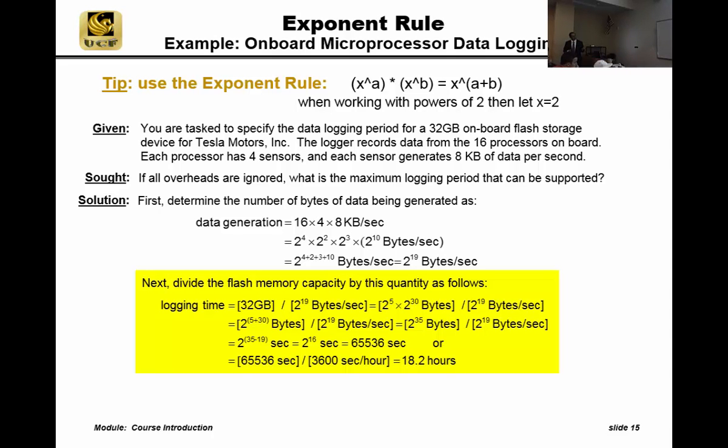How do you take 2 to the 35 divided by 2 to the 19 without a calculator? You subtract. And lo and behold, we get another power of 2, 2 to the 16. Okay, and you're going to say, well, I didn't memorize that one. I don't want you to memorize it. 2 to the 16 is what? 2 to the 6 times 2 to the 10. What's 2 to the 10? 1K. What's 2 to the 6? I do ask you to remember that. 2 to the 6 is 64. Awesome. So you end up with 65,536.